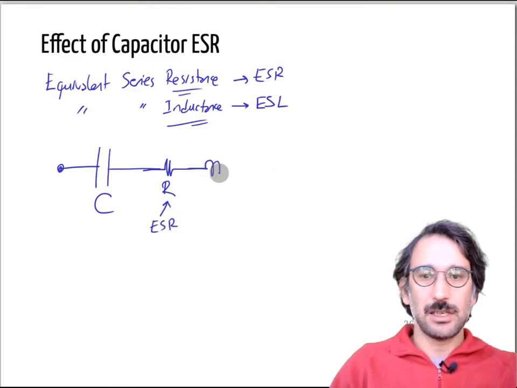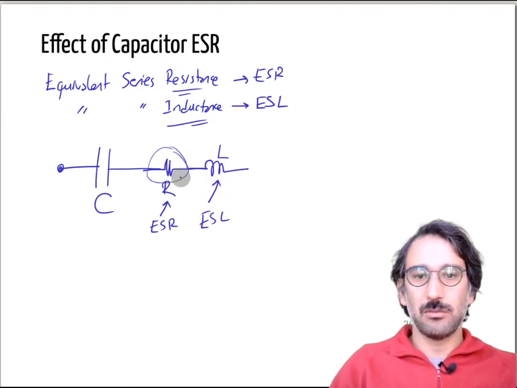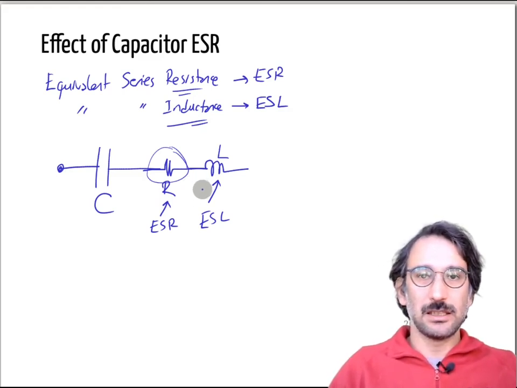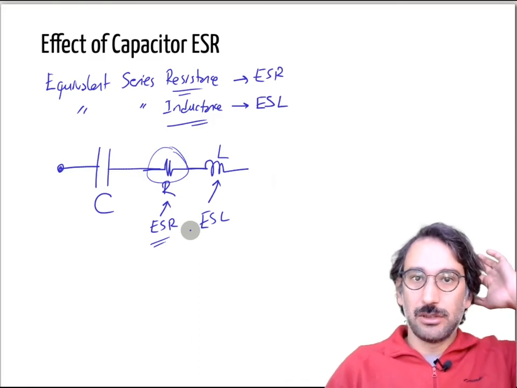And in some cases you can have small inductance. This is your ESL. Again, these are not external components. This is the internal resistance and internal inductance of a capacitor. In an ideal case we ignore those things, but in practical applications that can be quite important. Especially, ESR has a direct effect on your ripples.